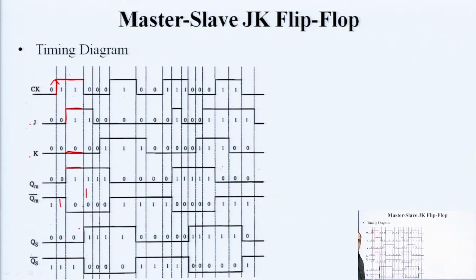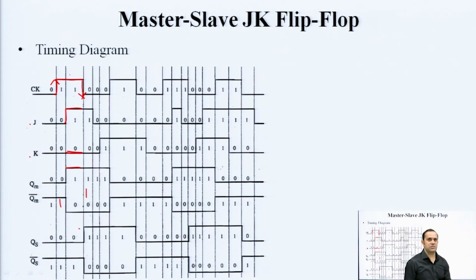The actual output only changes when the clock makes a transition here from 1 to 0, right. When this transition happens, then this input Q M bar is used to decide the output of the slave, which is the output of your actual circuit.